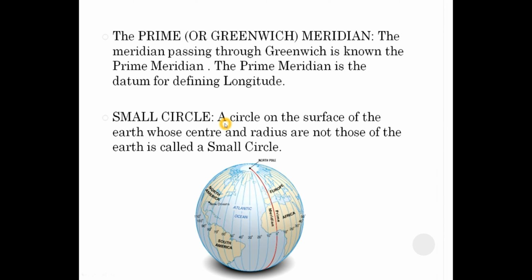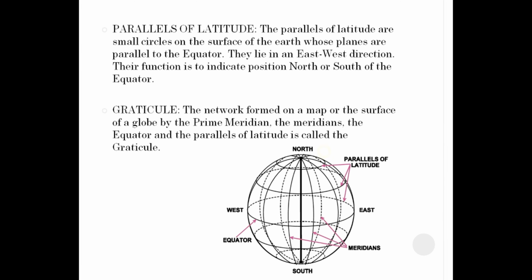Okay, and small circles. A circle on the surface of the earth whose center and radius are not those of the earth is called a small circle. I will explain the small circle in the next slide. It will be easy for you. So here, parallel of latitude.